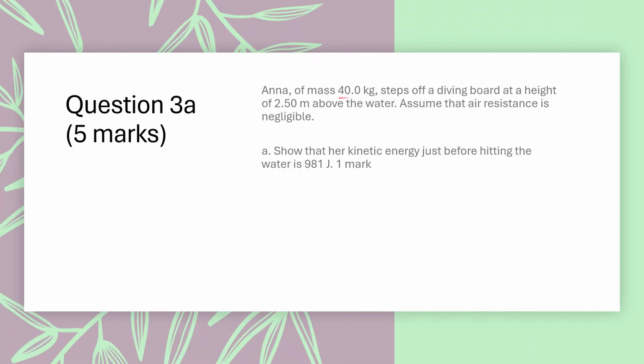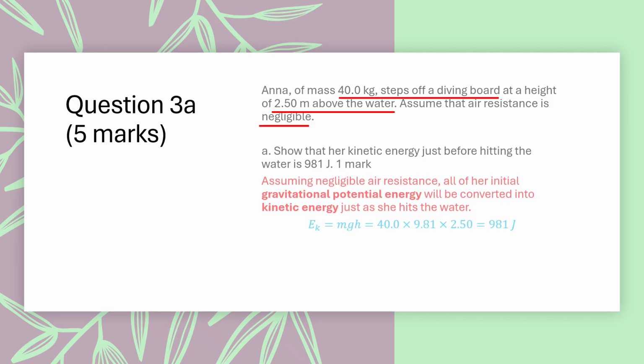Anna, with a mass m of 40.0 kilograms, steps off a diving board located at an initial height, h, of 2.50 m above the water. Assuming negligible air resistance, all of her initial gravitational potential energy will be converted into kinetic energy just as she hits the water.